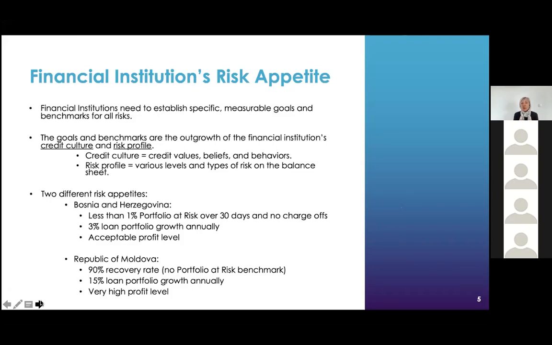The Republic of Moldova, that financial institution was only born in 2015. It had never been through a crisis, and it didn't have the memory, and it had investors that wanted a high dividend. They wanted to take the money out of the institution. So that's why they had a high risk appetite. I'm not saying one is better or worse, but I'm just saying these are the parameters the board set to set the appetite of the institution.